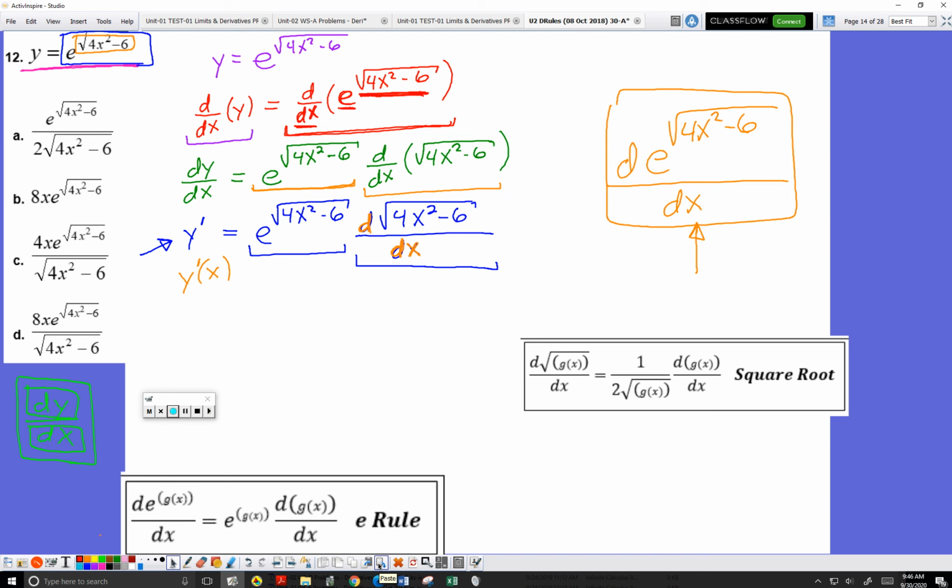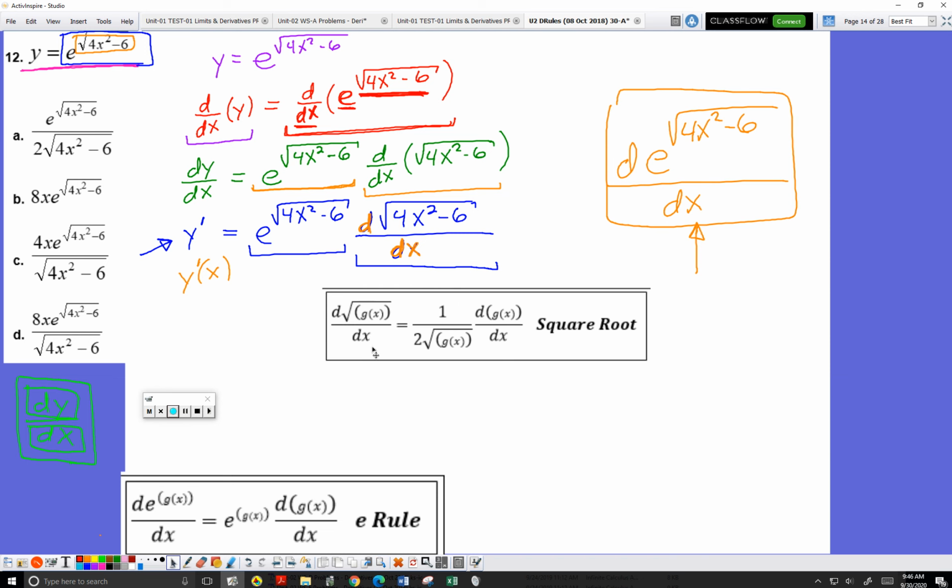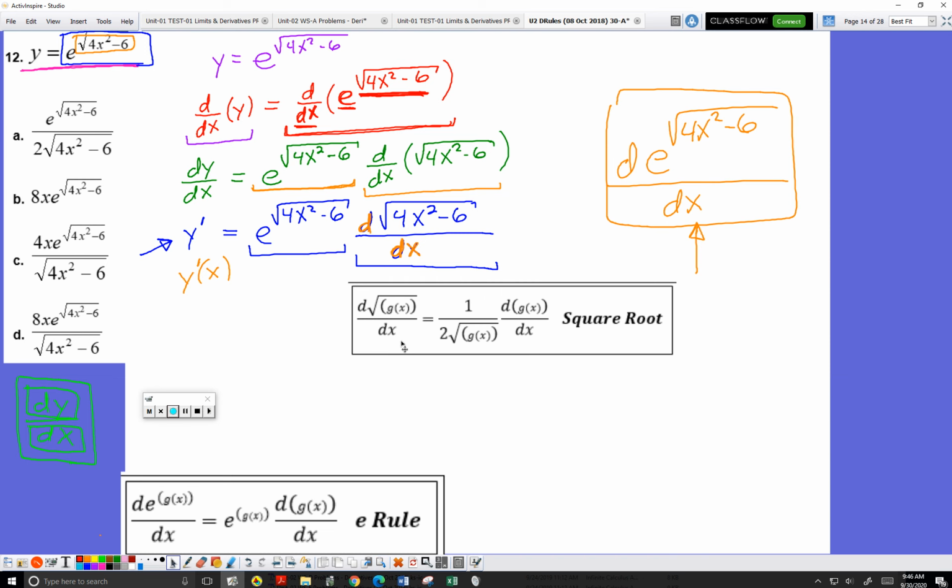Notice how the square root rule is a perfect fit as long as we choose g of x correctly. In this case, g of x is now going to equal, again, g of x changes every time I use a new rule. So g of x is now simply 4x squared minus 6.